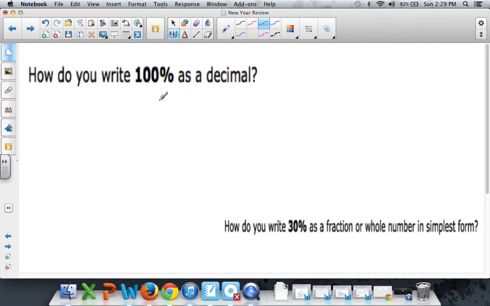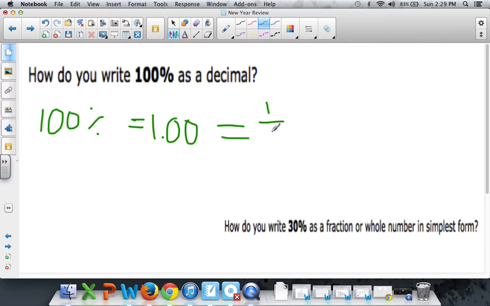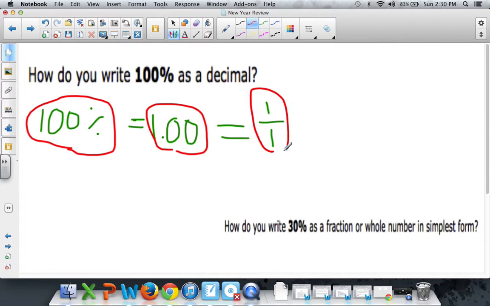How do you write 100% as a decimal? Well, 100% is the same thing as 1, or 1.00 if you prefer. There's your decimal right there. That's also the same thing as the fraction 1 over 1. Take a hard look at all three of these representations. 100%, 1.00, 1 over 1. They all equal the same thing.